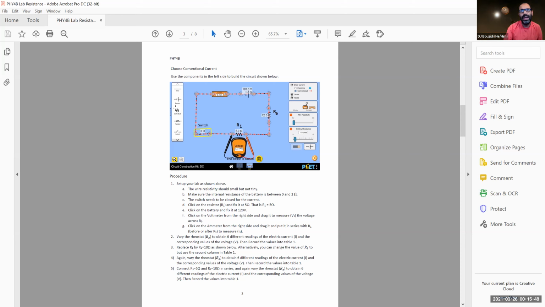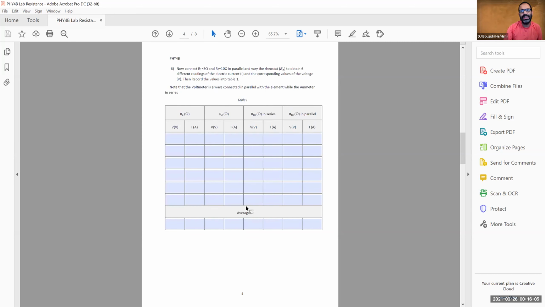So now you're going to remove the voltmeter and bring another resistor in here and make sure that the second resistor is actually 10 ohms and this one stays at 5 ohms, and you connect them one after the other in series. And you plug in the voltmeter from one end of the resistors to the other end. And now we do the same readings for when they are in series, the voltage and current, by changing the rheostat still, that's how you control the voltage and the current. Then you take the average of the voltage and the average of the current in here.